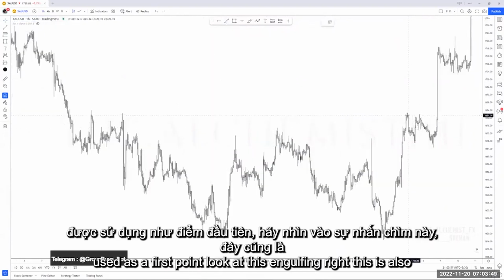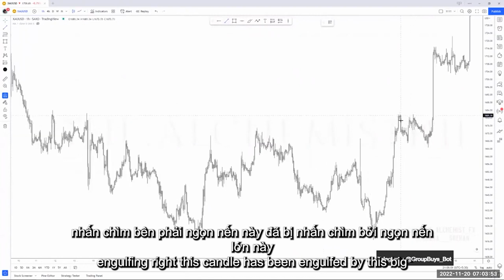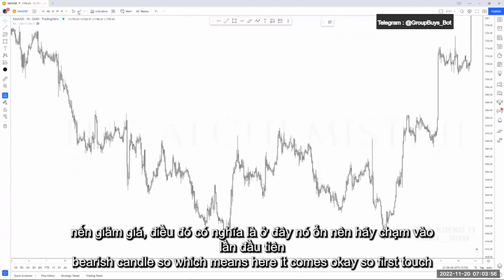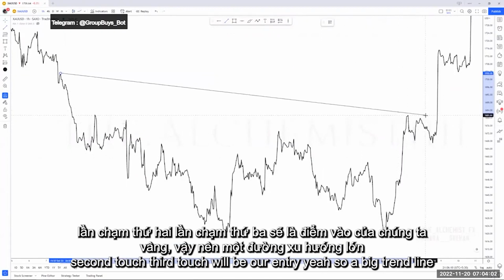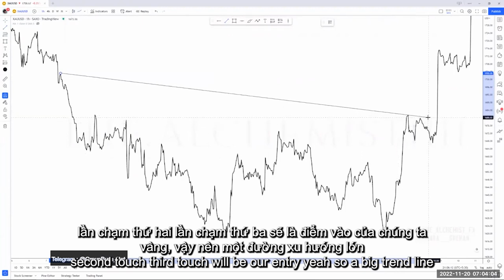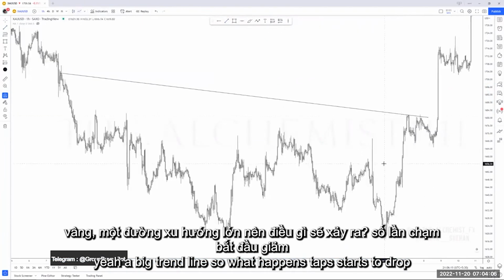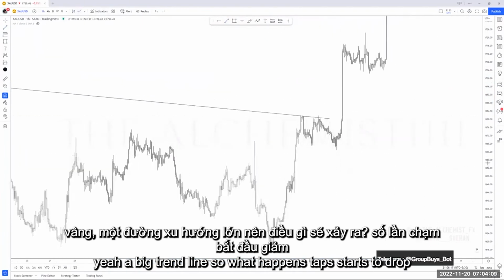Look at this engulfing, right? This is also engulfing, right? This candle has been engulfed by this big bearish candle. So which means here it comes. First touch, second touch, third touch will be our entry. It's a very big trend line. So what happens? Taps, starts to drop.